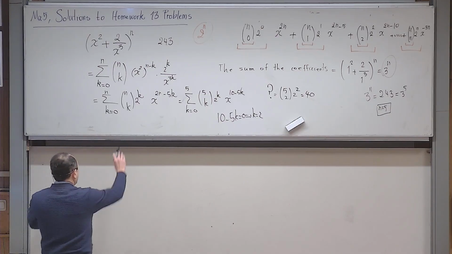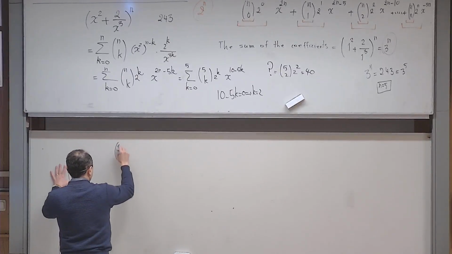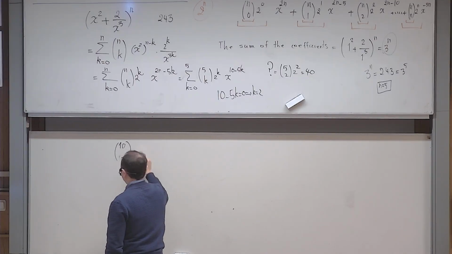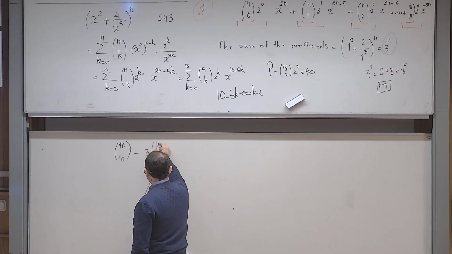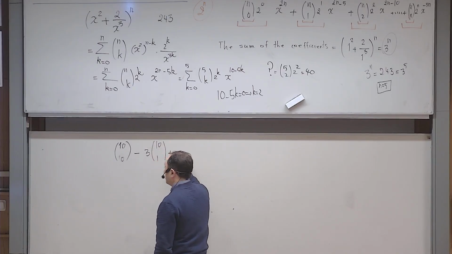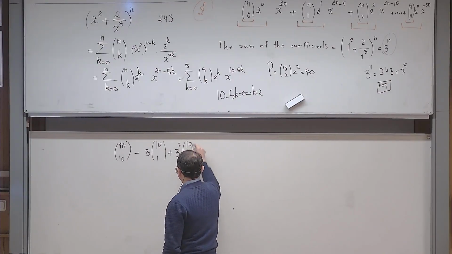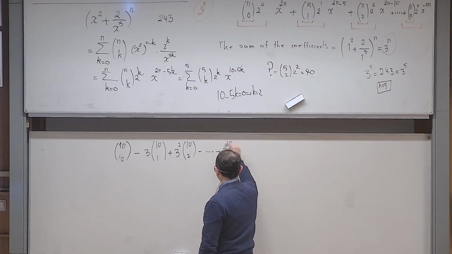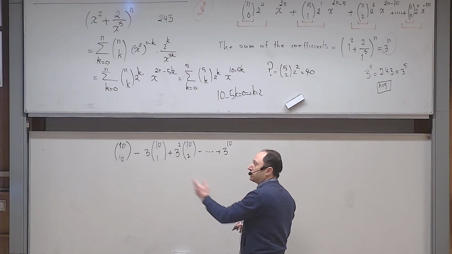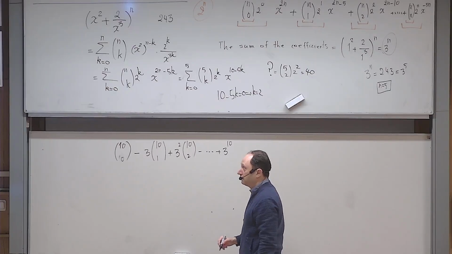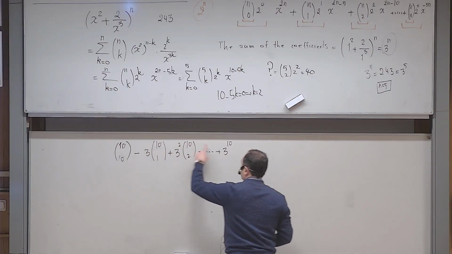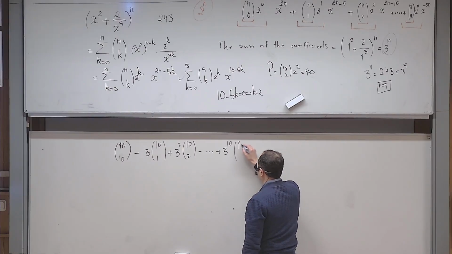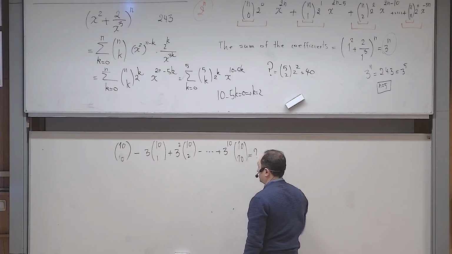So, we want to know this number. 10 choose 0, and then minus 3 times 10 choose 1, the next one plus 3 to the power 2 times 10 choose 2, and then minus. So alternatingly you are changing the sign, the pattern is clear now. Every time you are multiplying by minus 3, and you are keeping this 10 constant, but you are increasing the bottom number, 0, 1, 2, up to what? 10. And then we are supposed to calculate this number.